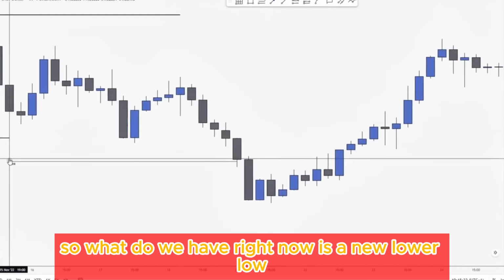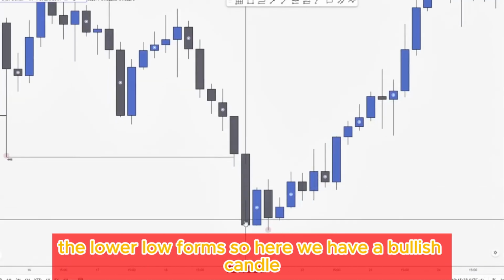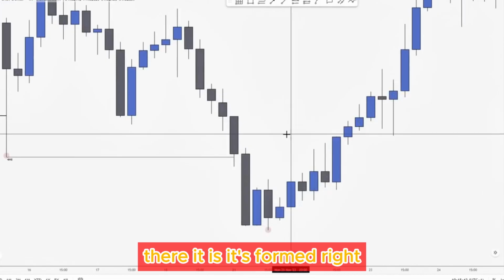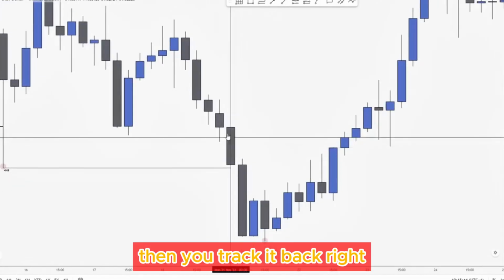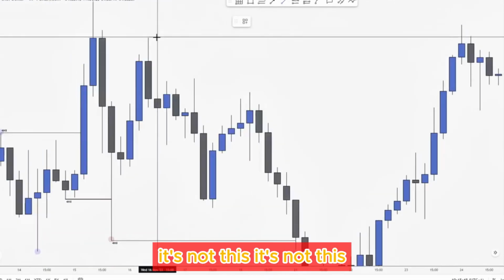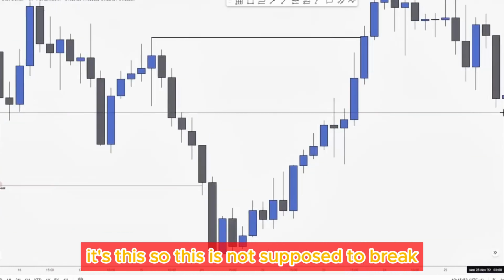So what do we have right now is a new lower low. So how do we know that the lower low forms? Well, here we have a bullish candle, bearish candle, bullish. There it is. It's formed, right? Then you track it back, right? You track it back. There is the last pullback before the break. Okay, it's not this. It's not this. It's this. So this is not supposed to break.